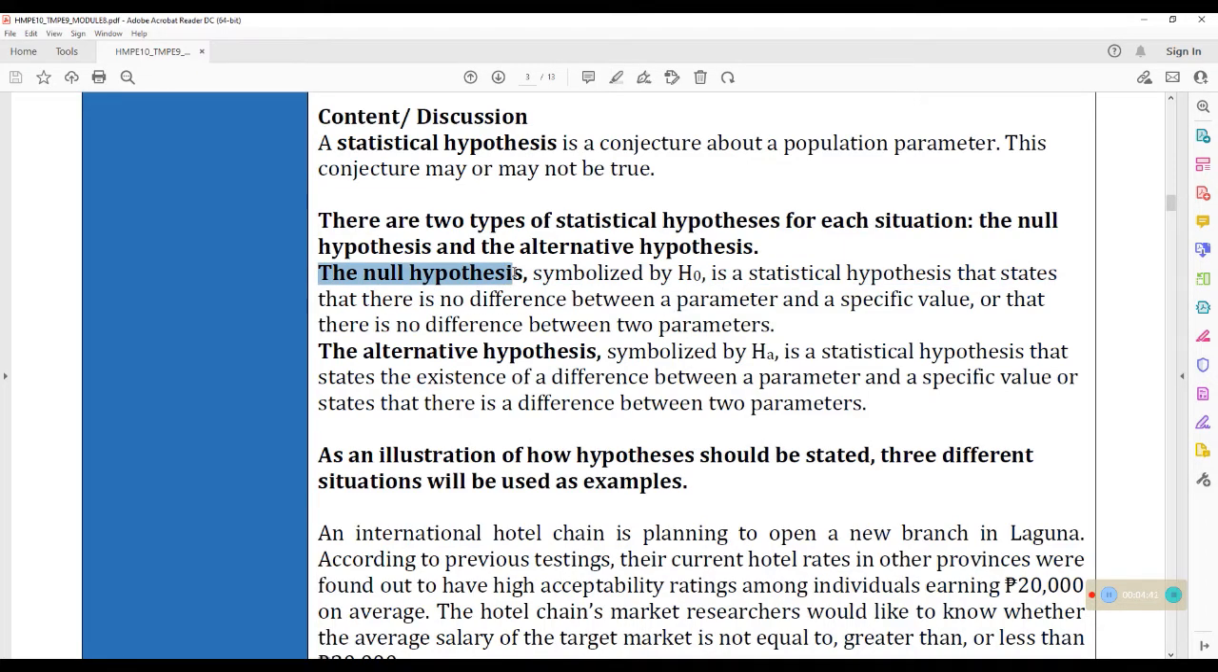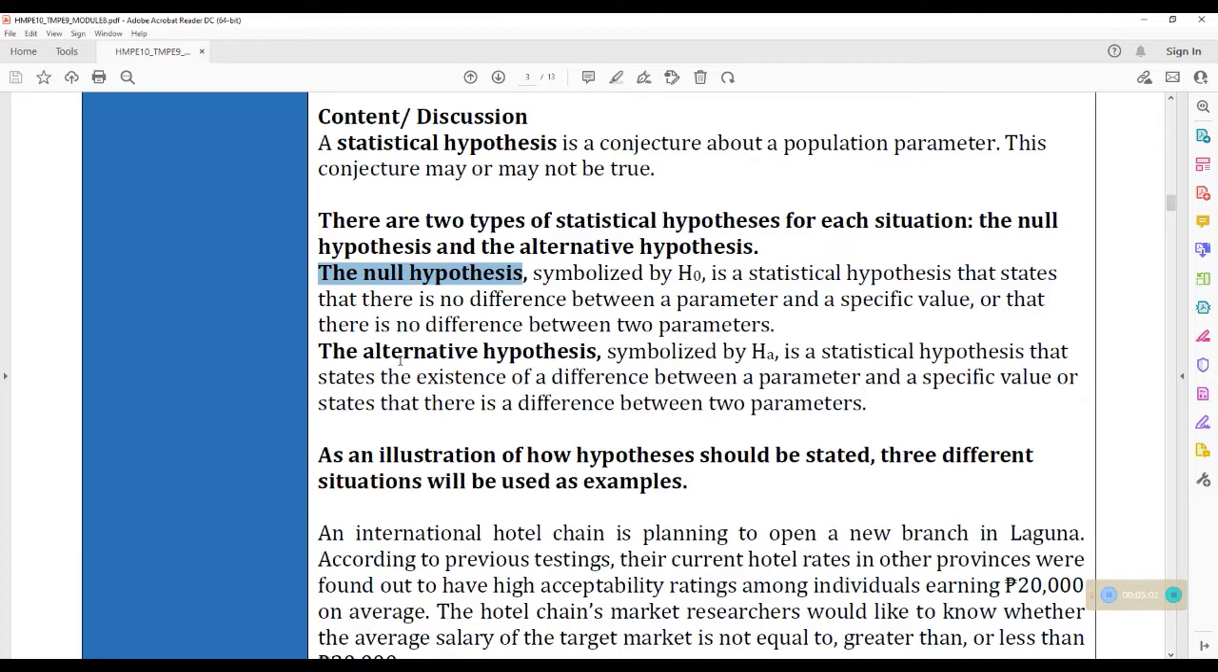Continue tayo. The null hypothesis, symbolized by H sub O, is a statistical hypothesis that states that there is no difference between the parameter and the specific value, or that there is no difference between two parameters. So, ang sinasabi lang po ng null hypothesis, lagi siyang equal.